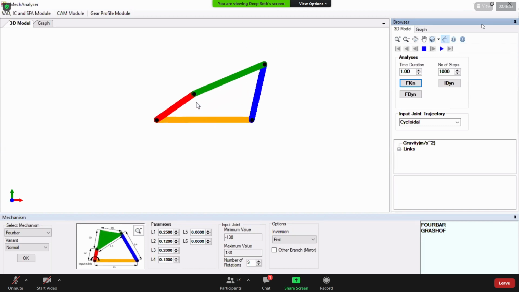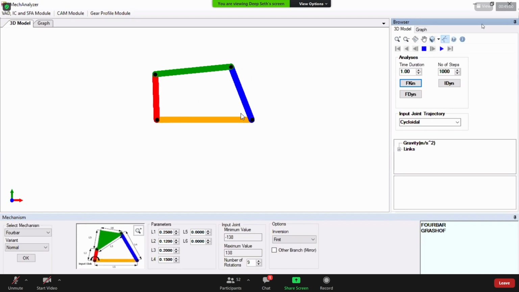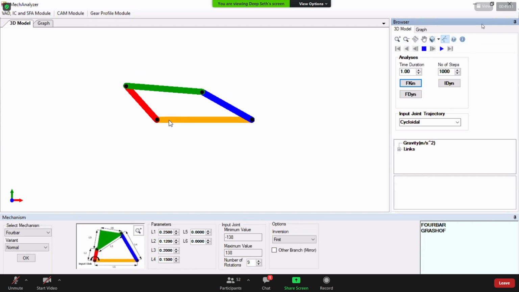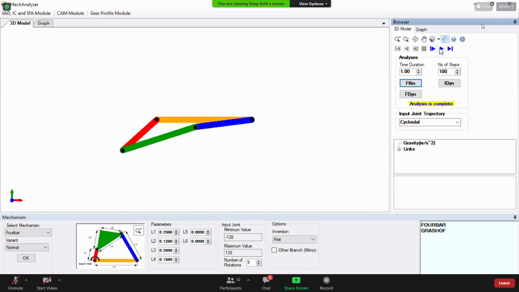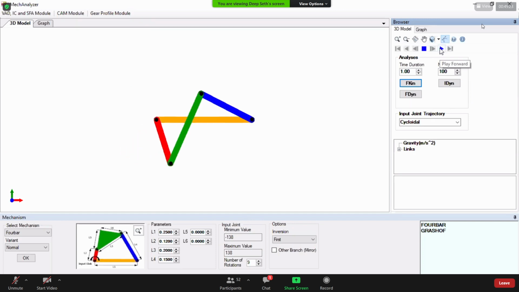See here it is locking and it doesn't complete the full rotation. Now again it will lock over here because of this link. It will not be able to complete the full rotation and then it will return. So let me just make it a bit fast.